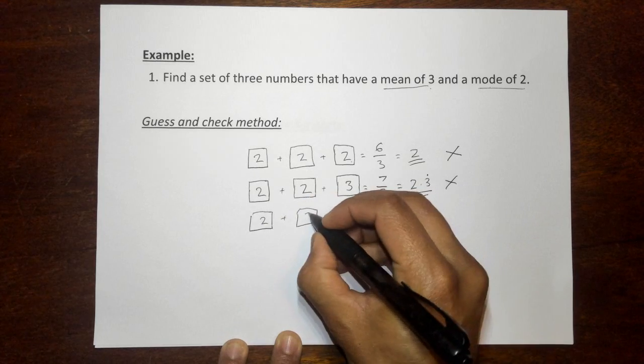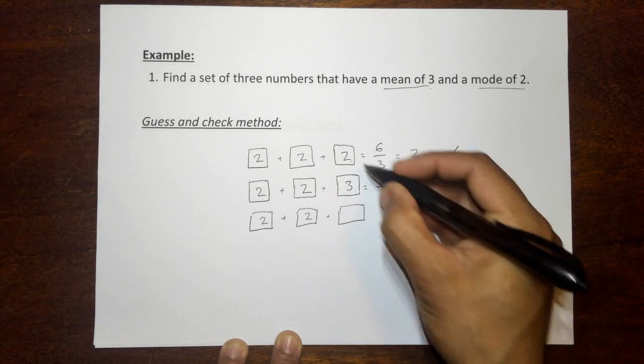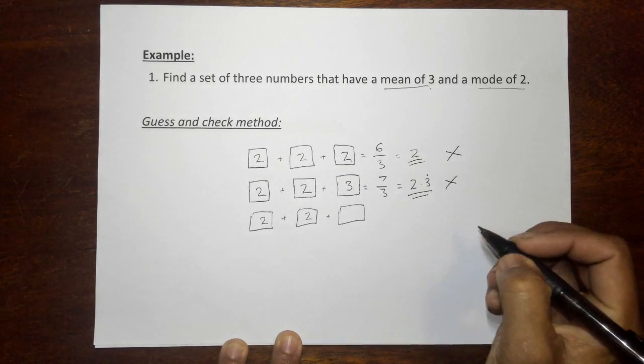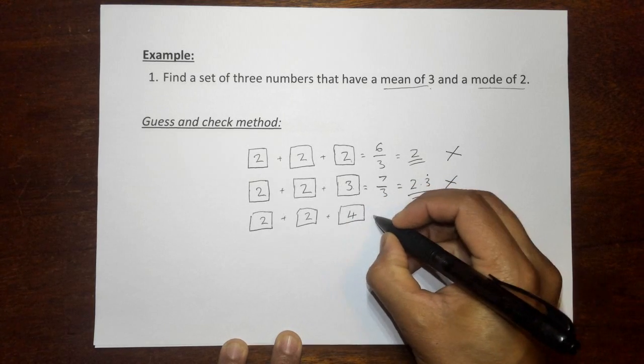We know that the first two numbers are 2, so we've tried 2, we've tried 3, we're still not at 3 yet. Let's try another number which is higher. Let's try 4.